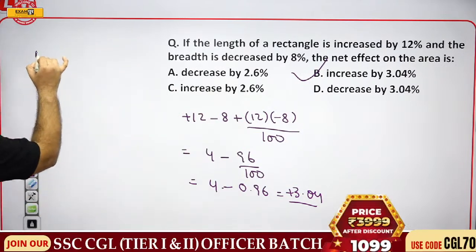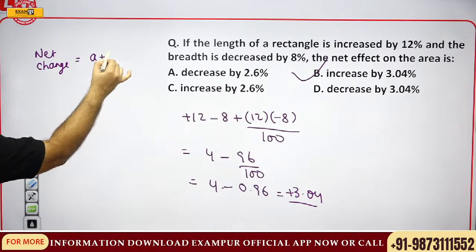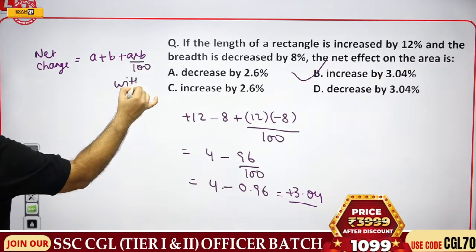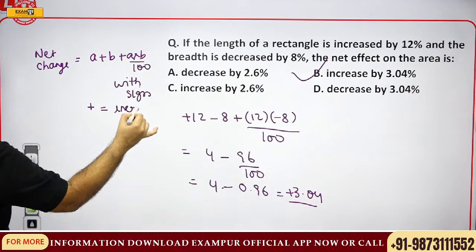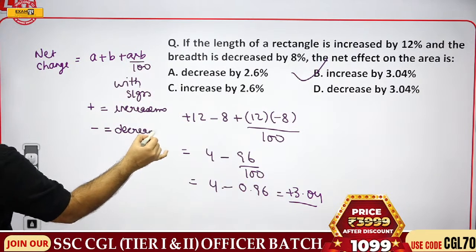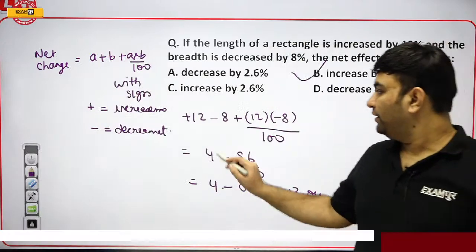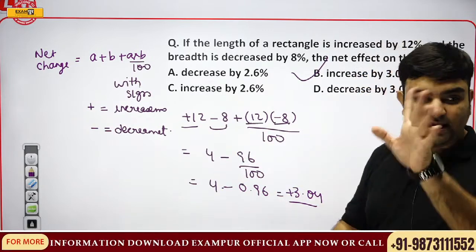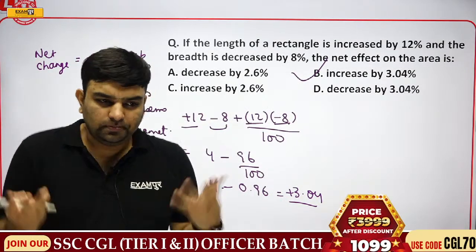Net change. So the net change of two changes is A plus B plus A into B upon 100 with sign: positive for increment, negative for decrement. So for a decrement, I am taking it negative and putting the negative value. Great.